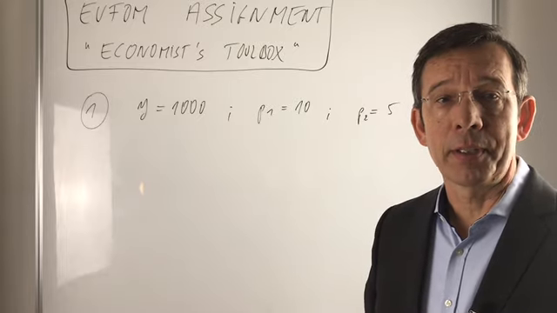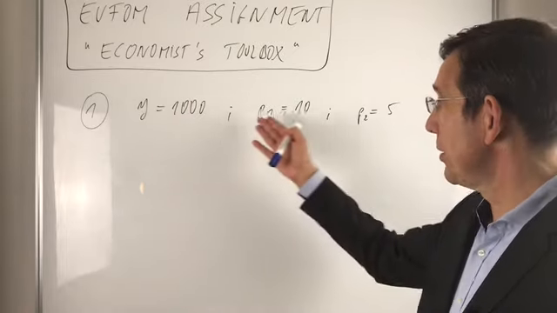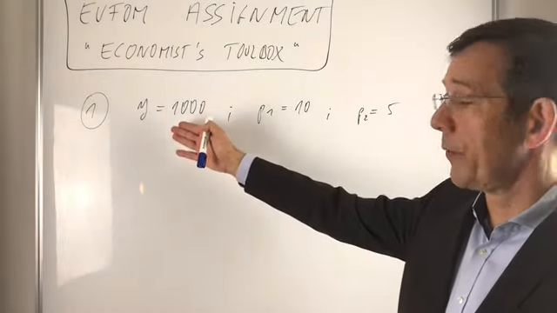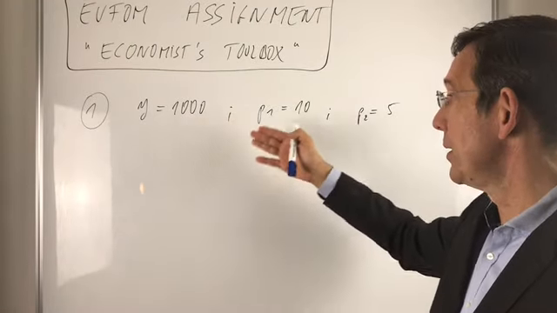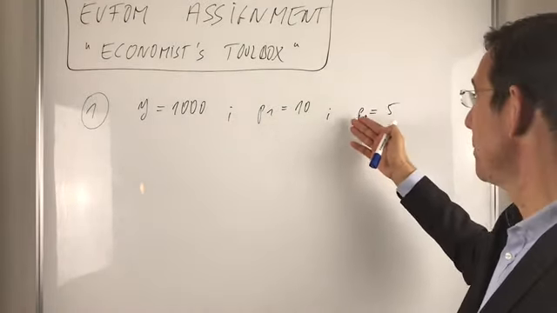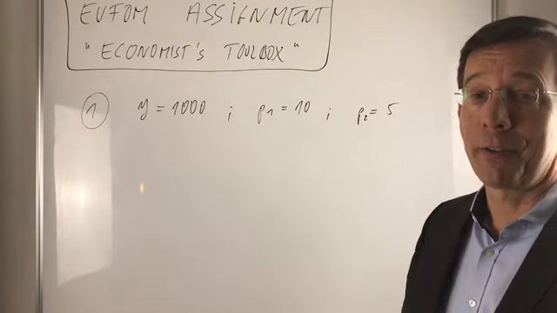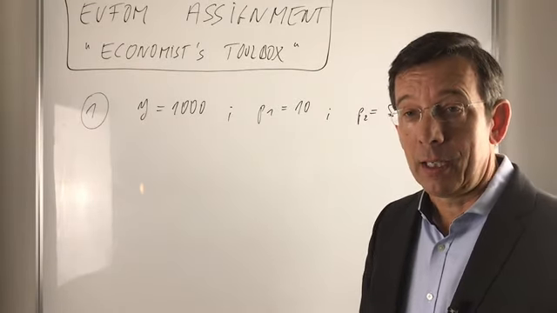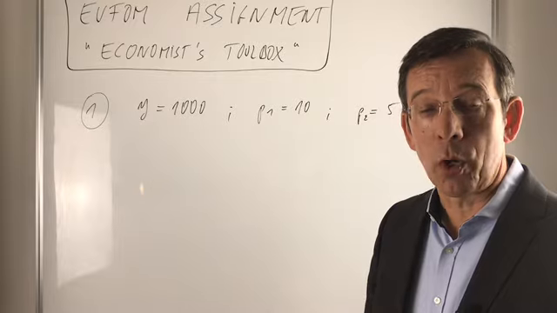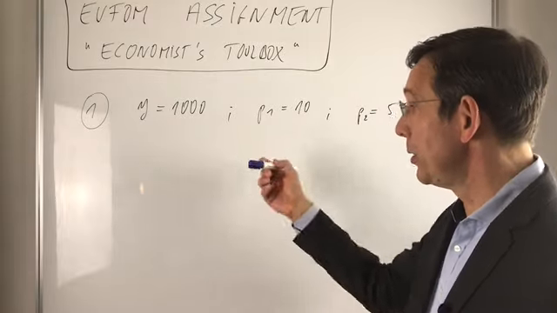Hi, the first assignment is about the budget constraint. So these are the numbers. We have a budget of 1,000, let's say euro, price 1 is 10, price 2 is 5, and the first question is, please draw an x1, x2 diagram. So how do we do that?